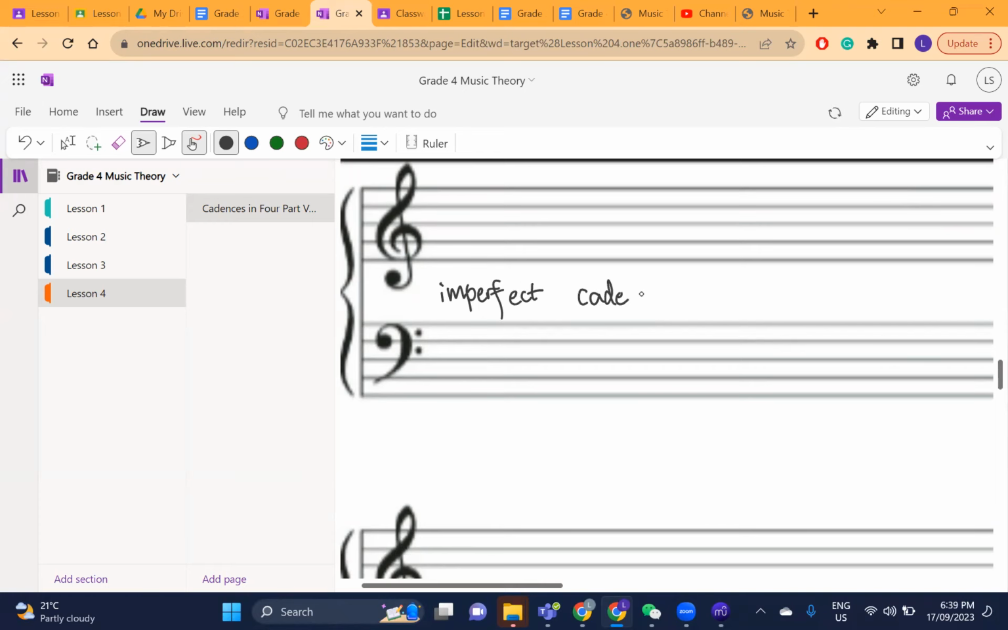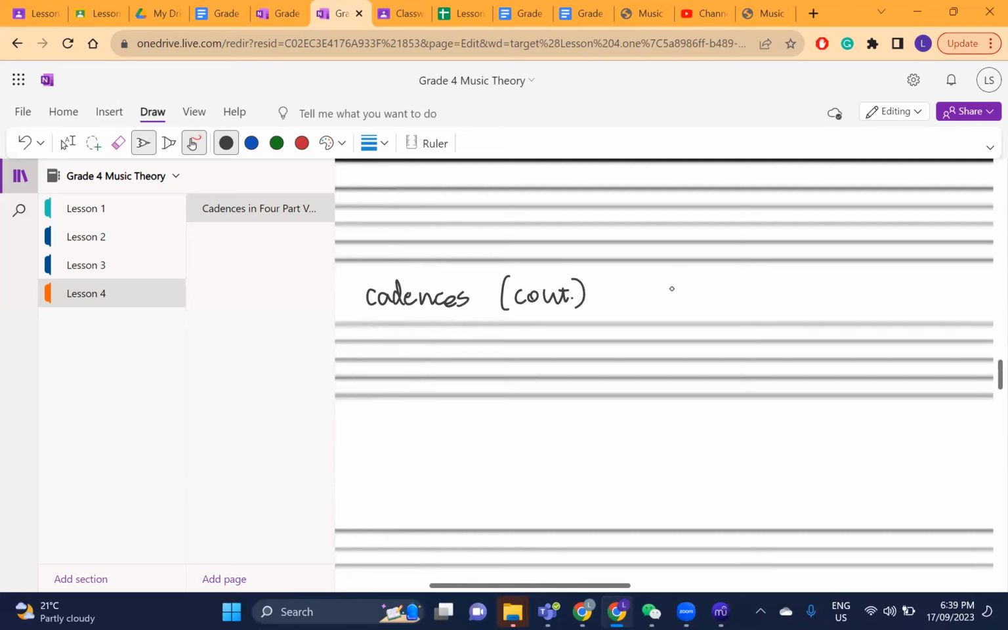Imperfect cadences. So what is an imperfect cadence? An imperfect cadence is when any scale degree goes to any chord. Any chord. So the opposite of a perfect cadence. Only 1 to 5. What was only 1 to 5? 1 to 5 is the reverse of a perfect cadence. Any chord to 5.